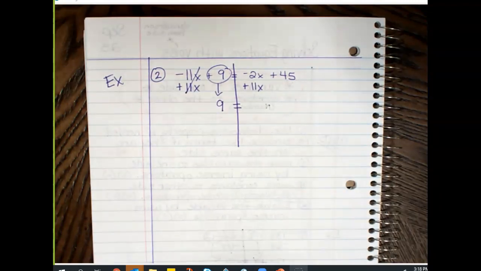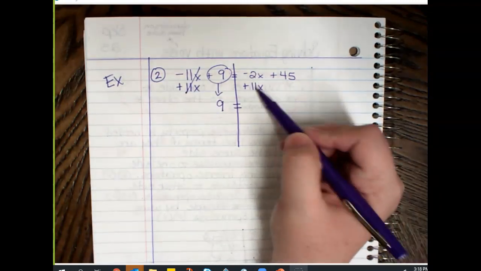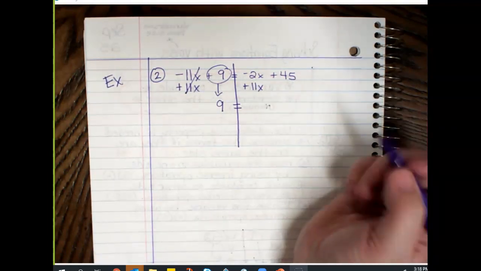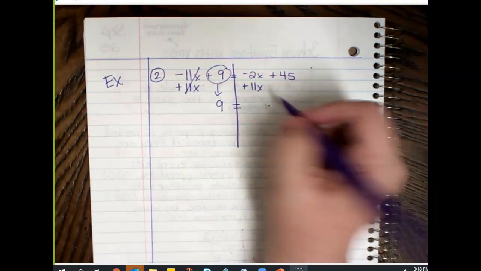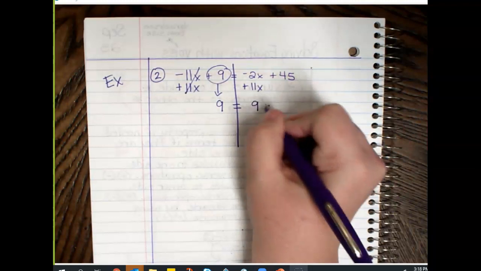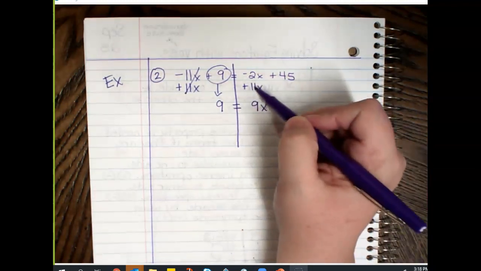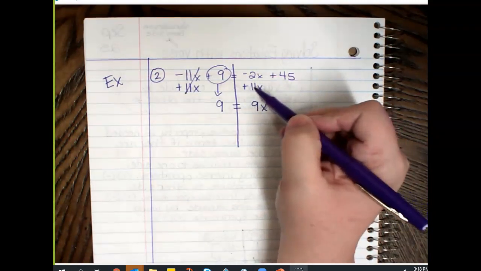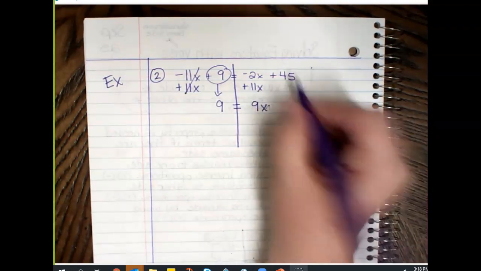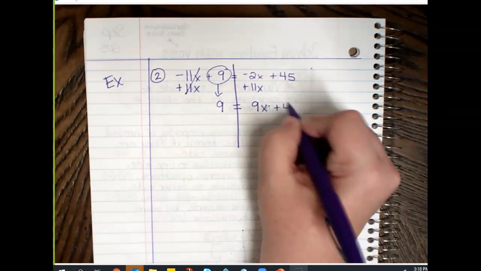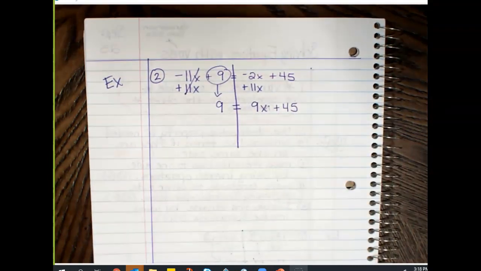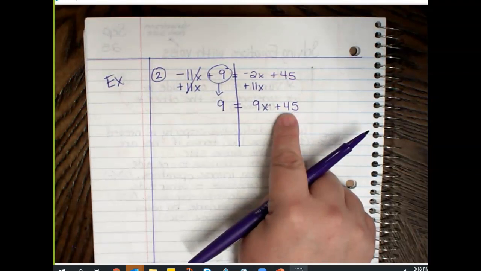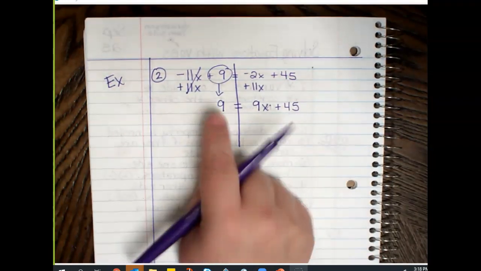Okay? Now, negative 2 plus 11. How many x's do I have? Positive 9x. Signs are different, so I subtract. 11 minus 2 is 9. Take the sign of the larger. My 11 is positive. And then I can bring down my plus 45. All right, now we're at a 7th grade problem. Review from last year. How do I move the 45? Or do I need to move the 9? Which one am I moving?